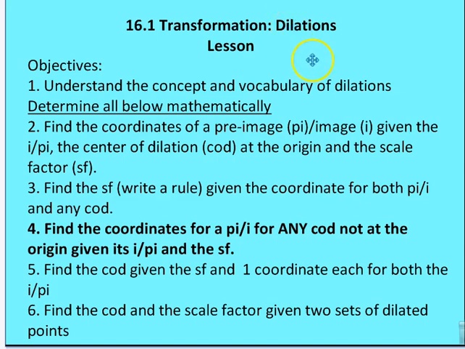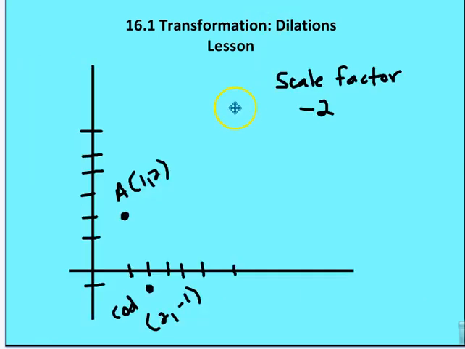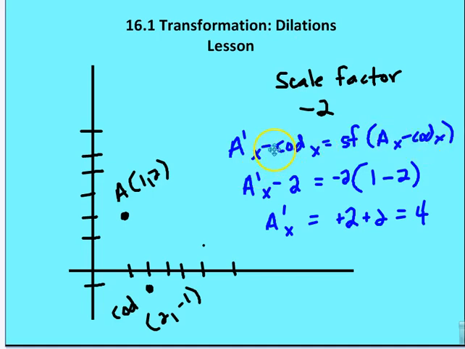All right, so next we're going to use those formulas. We're going to find the coordinates for any pre-image or image for any center of dilation not at the origin, given its image, pre-image, and the scale factor. All right, so what does that mean? Here's a scale factor of -2, and I want you to find the image based on the pre-image 1, 2. Okay, so we're going to use our equation here: A prime x minus center of dilation x is equal to scale factor times A x minus center of dilation x.